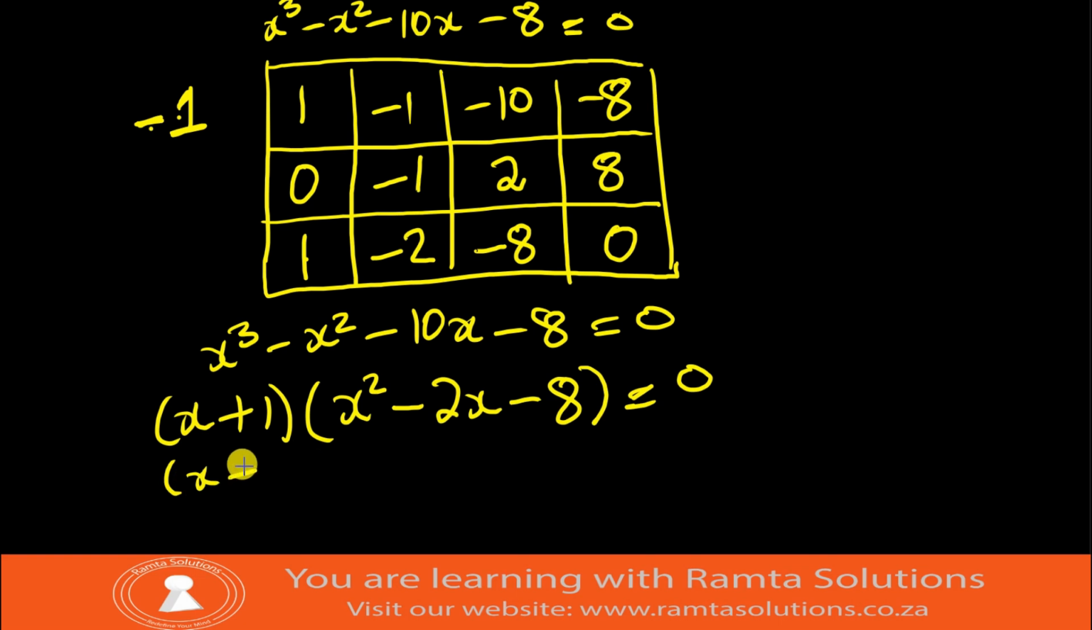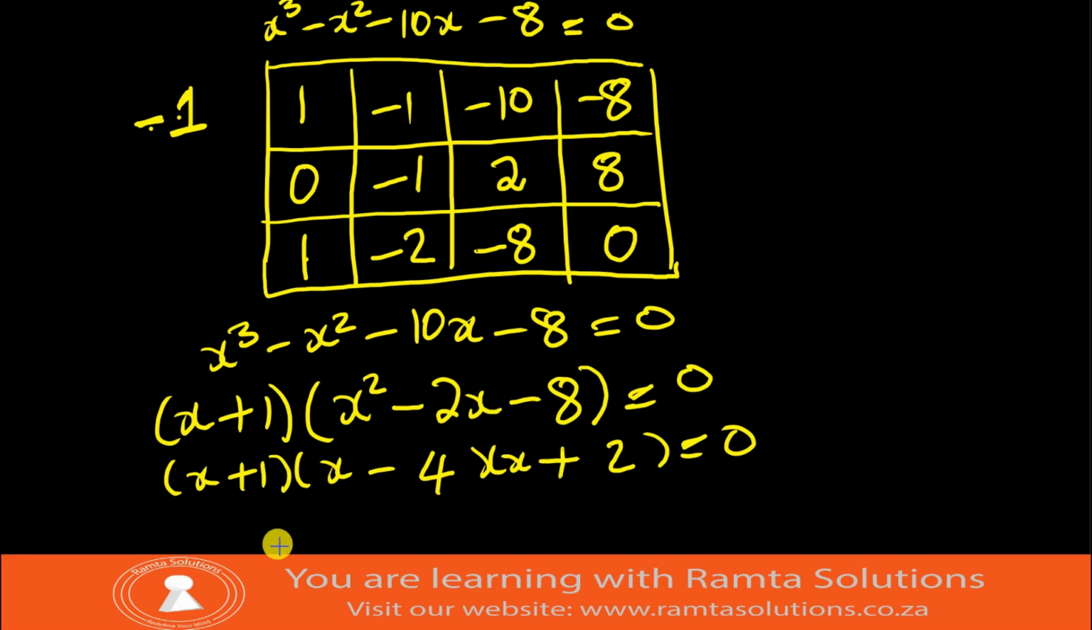It'll be x plus 1, x minus, let me leave a space, x minus, let me leave a space, and I see it must be 4 and 2. However, this 2 must be positive. Right? I have factorized this. Therefore, now we can solve. What do we have? x equals negative 1 or x equals 4, or x equals 2. We have solved for x.